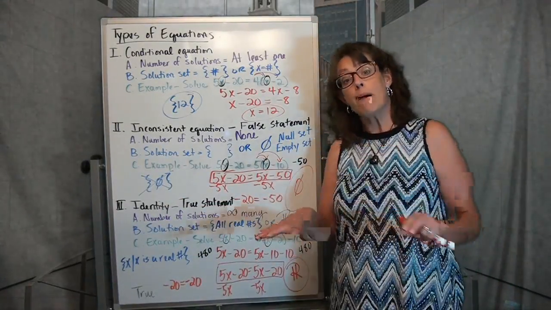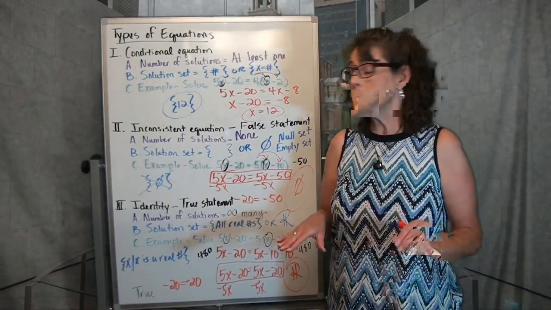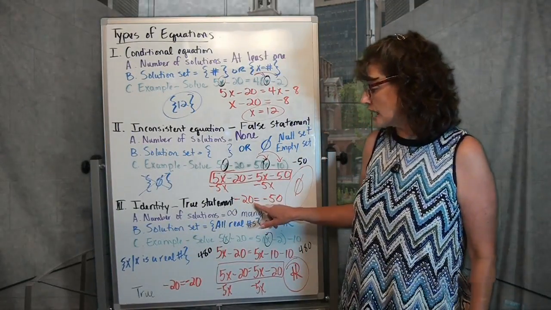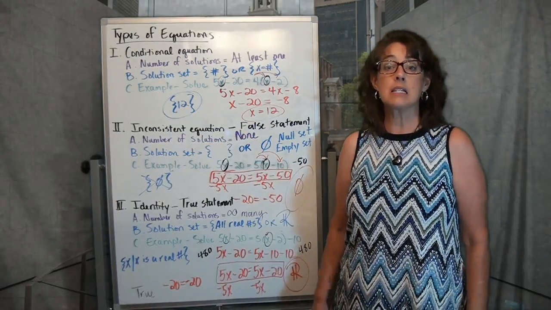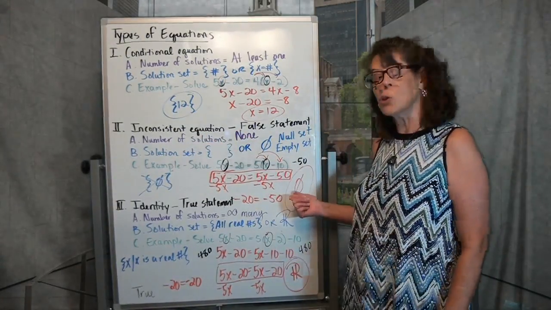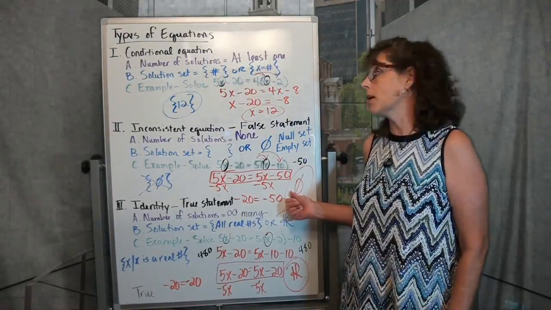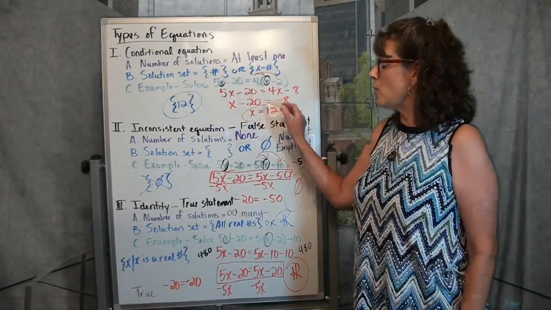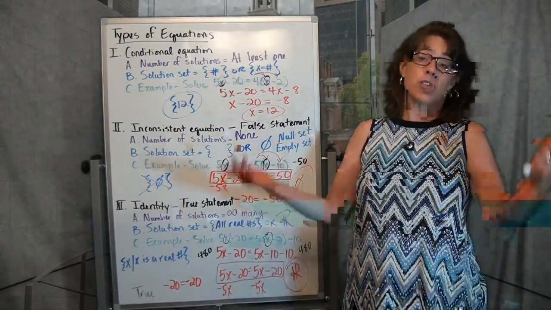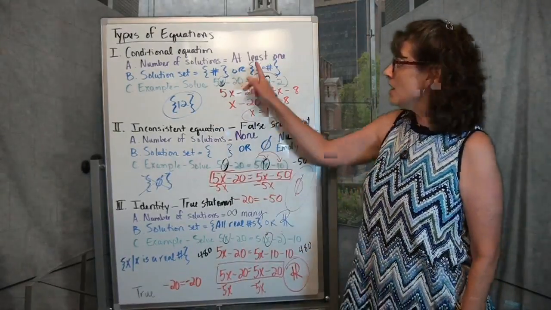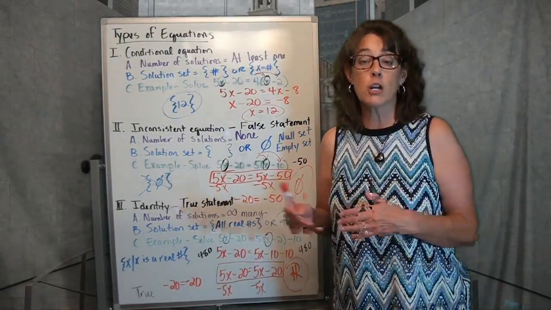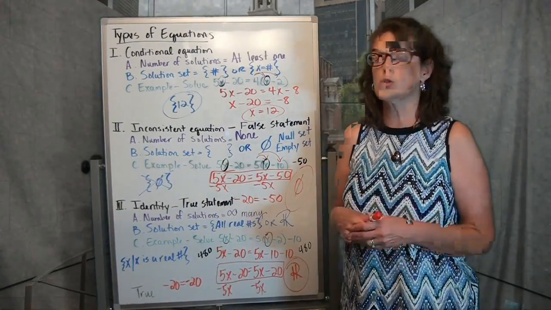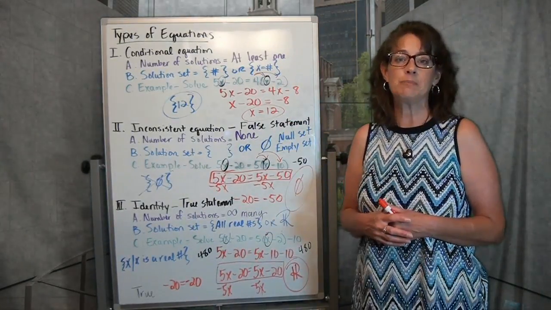If when you wipe out that variable, the variable is completely gone, and you have a false statement like you see right here, a false statement indicates inconsistent. That tells you no solution is your answer. Nothing will work. And if you do not wipe out the variable and you've got your answer, well, ta-da, it's a conditional equation. You have at least one solution. And like I said, in other videos much later, you'll see cases where we have more than one solution. But for right now, we only have one.